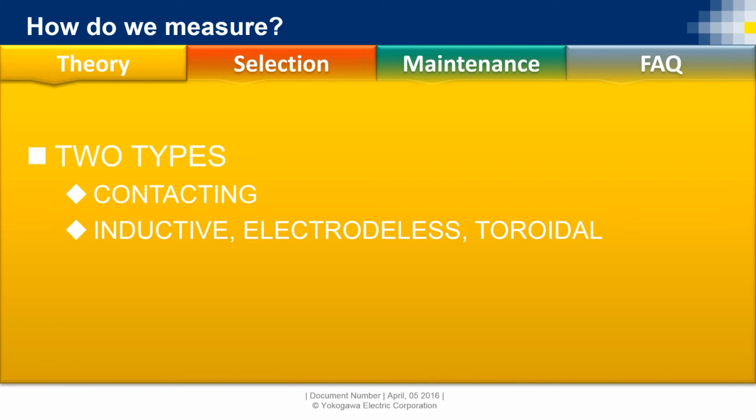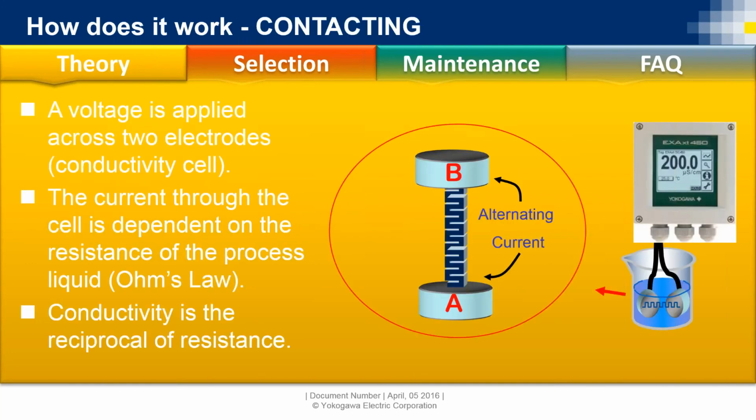The other term is inductive, electrodeless, or toroidal. These are sensors that are more donut shaped, and I've got pictures in just a moment, that are covered with Teflon and/or PEEK material, and the measurement elements themselves do not come in contact with the process, so they consider them electrodeless. And it's all conductivity, it's just a matter of how it actually happens.